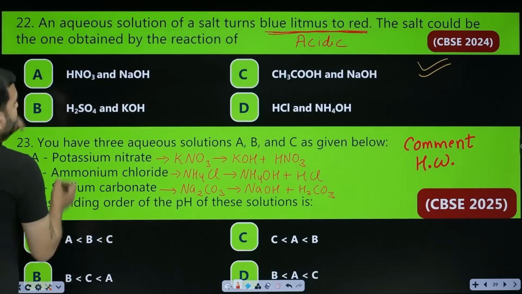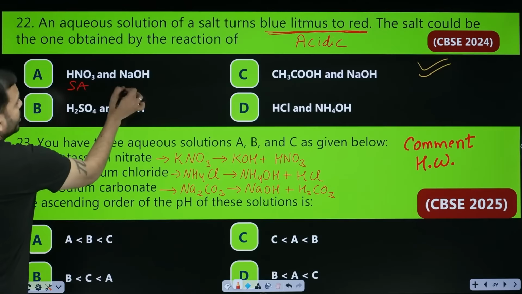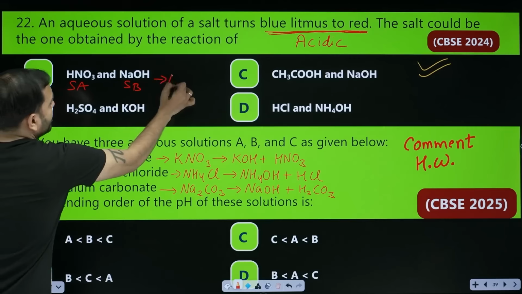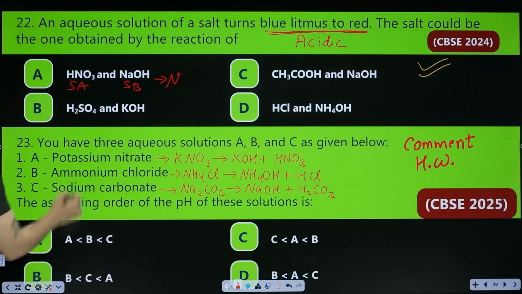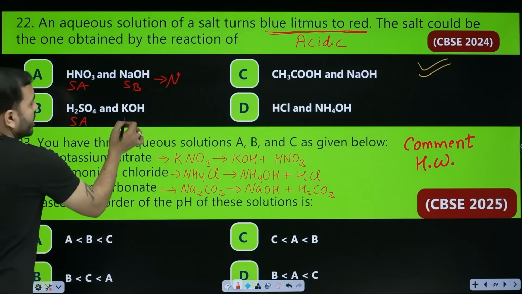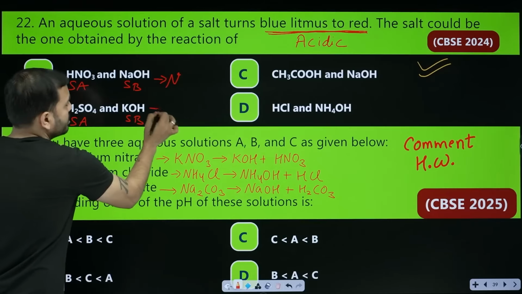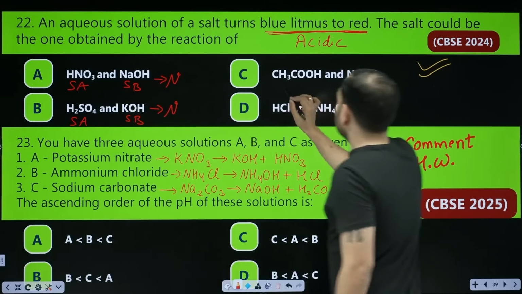Come, let's see. Nitric acid, strong acid. NaOH, strong base. This is making it neutral. Let's see next. Sulfuric acid, strong acid. Potassium hydroxide, strong base. This is also neutral. What is it?